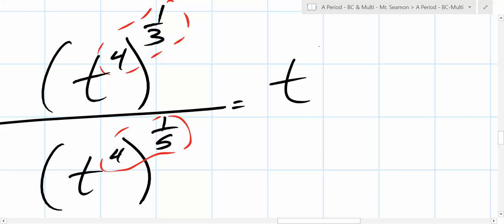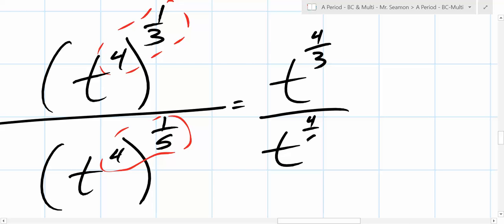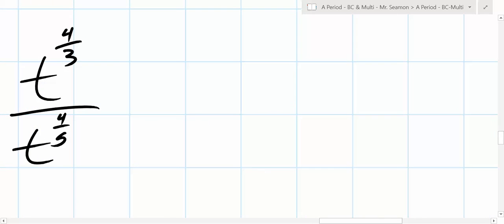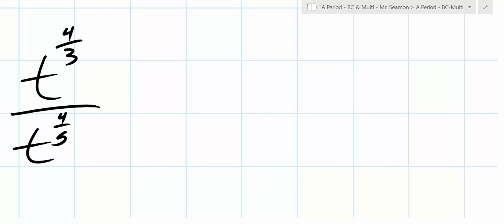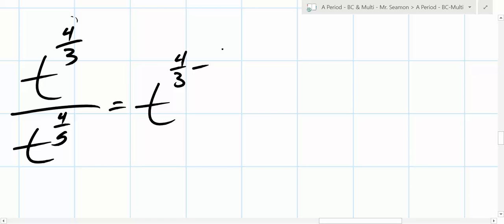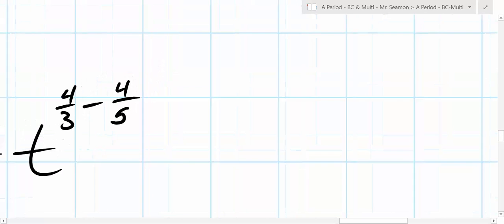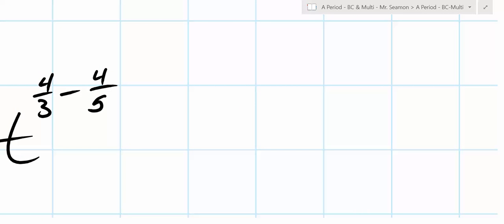So this is going to be t to the what? 4 over 3 over t to the what? Exactly. So now, how do you simplify further when you divide and you have the same base? What do you do with the powers? You subtract. So it's t to the 4/3 minus 4/5. Now that we're subtracting fractions, what do you need? You need a common denominator. What's our LCD going to be of these two fractions?